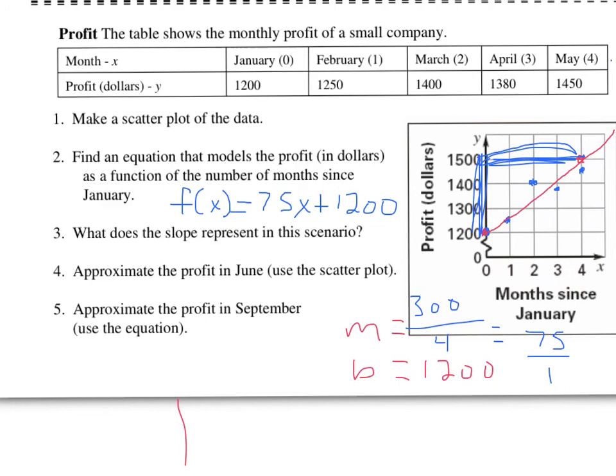It says approximate the profit in June. Use the scatter plot. Okay, so May was the 4th month since January. So June will be the 5th month. So if we went over 5 months, what would the profit be right here at 5 when x was 5? And that's going to be between 1500 and 1600. And it looks like it's about halfway, so I would approximate the profit in June to be $1,550.